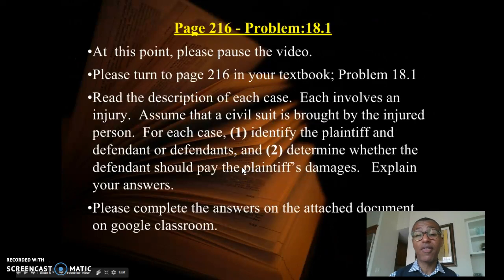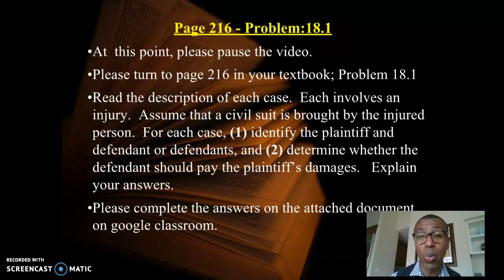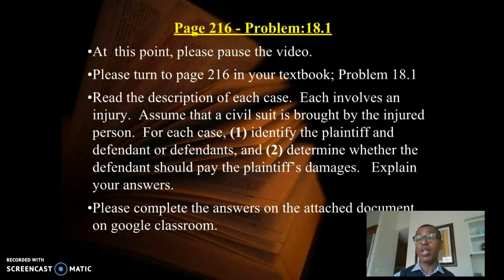Here's what I want you to do. If you would grab your textbooks at this point, I'm going to ask you to please turn to page number 216 and look at problem 18.1. This is an assignment that you have to have completed by the end of the class today. So at this point, you can pause the video, grab your textbook, and read problem 18.1. I'll read the description of each case. Each case involves an injury. Assume that a civil suit is brought by the injured person for each case.